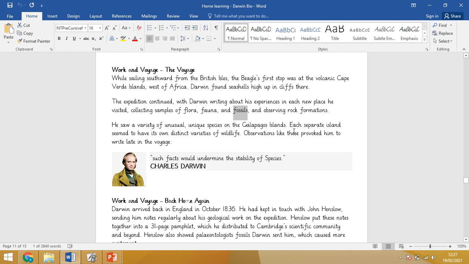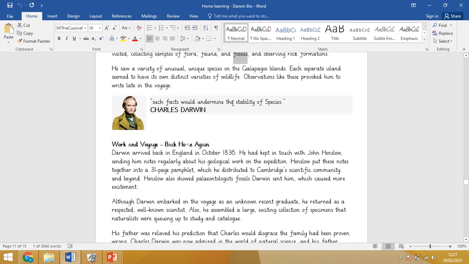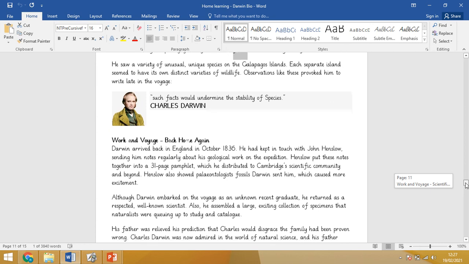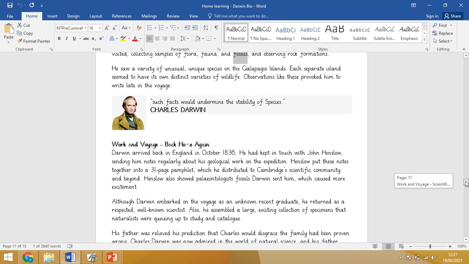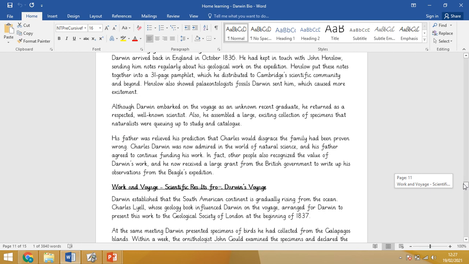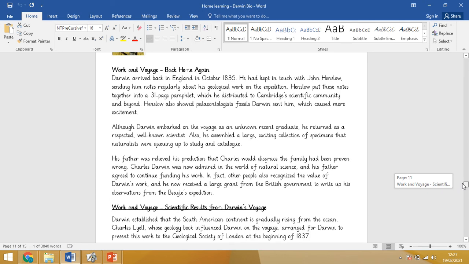So one thing he noticed about the Galapagos Islands was that each separate island seemed to have its own distinct varieties of wildlife. He noticed in particular the different species on different islands and how they all seemed to be very similar, like the tortoises and the birds. But there were different species, and that's when he started to notice these things and put forward evolution.